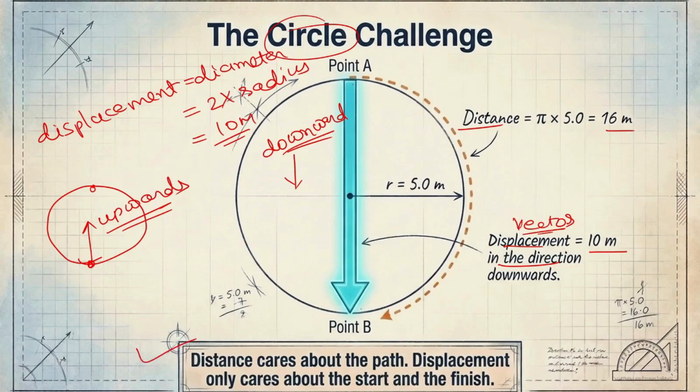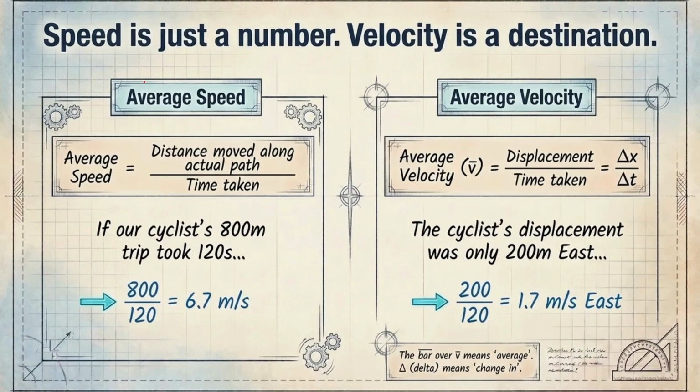So the main line, or you can say a law, is that distance cares about the path, but displacement doesn't. Displacement cares only about the start point and the finish point. We understand displacement and distance.